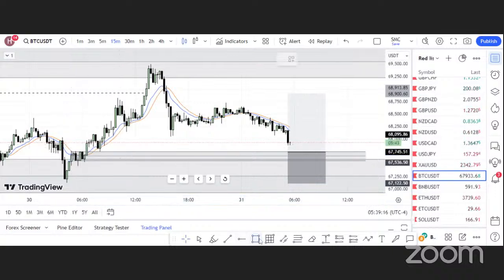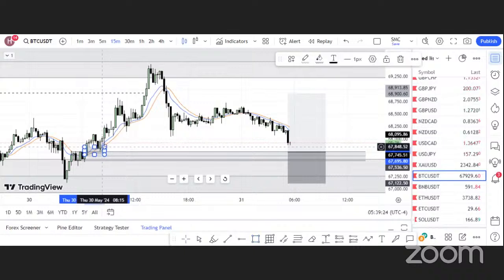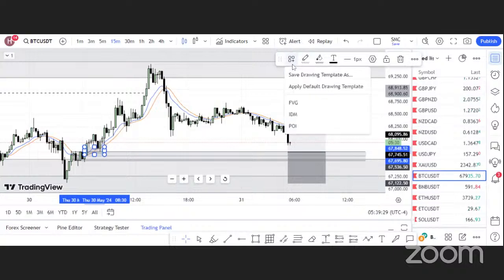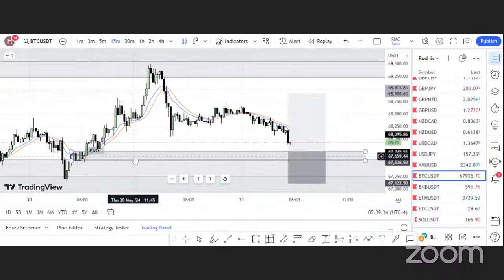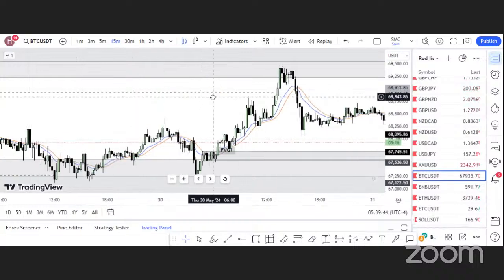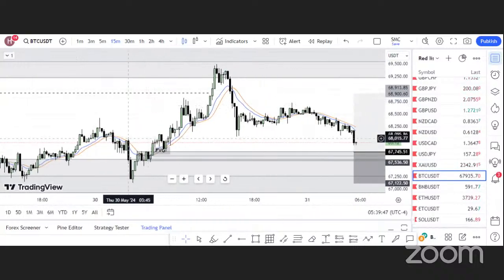But we have the fair value gap. The fair value gap got mitigated around this price point. So we have the fair value gap, and we have the order block right below. This is the 15 minutes time frame, BTC USDT. And the next thing to look out for now is mitigation of this order block.